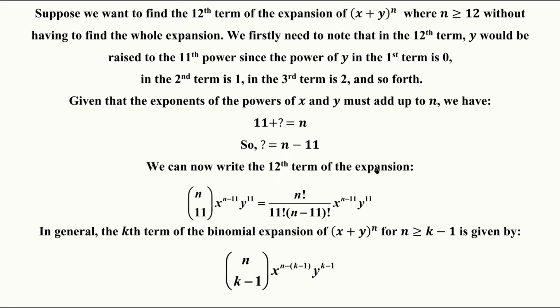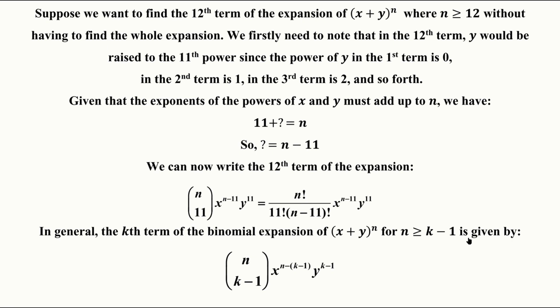So now we can write the 12th term of the expansion. We know the coefficient is going to be n choose 11, times x to the power of n minus 11, times y to the power of 11, which is n factorial over 11 factorial times n minus 11 factorial, x to the n minus 11, y to the 11.